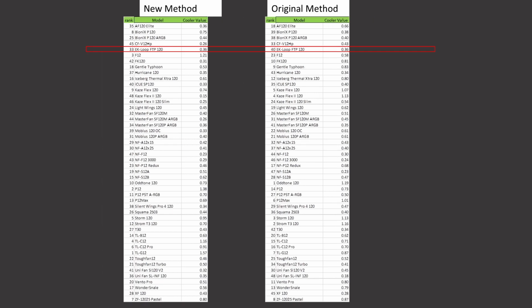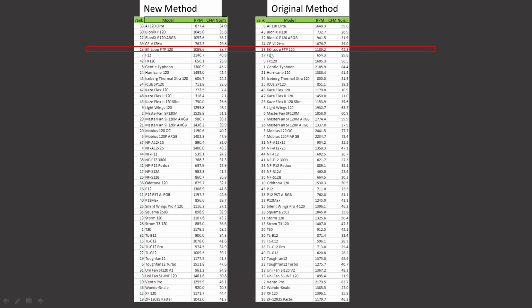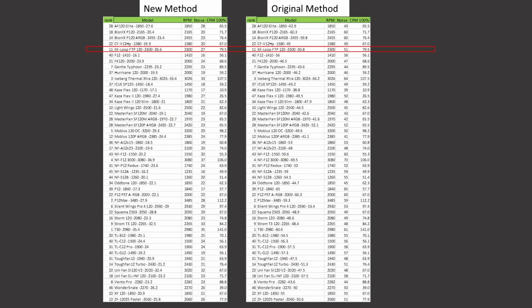Next up is cooler value. So this is amount of airflow per money. Originally, the EK was ranked 40th. It is now ranked 33rd. In 100% RPM PWM signaling, it was ranked 38th, and it retains that position. For CFM testing, noise normalized, it was ranked 19th. It has lost positioning and is now ranked 23rd. And it's lost CFM value as well for that loss of airspeed.